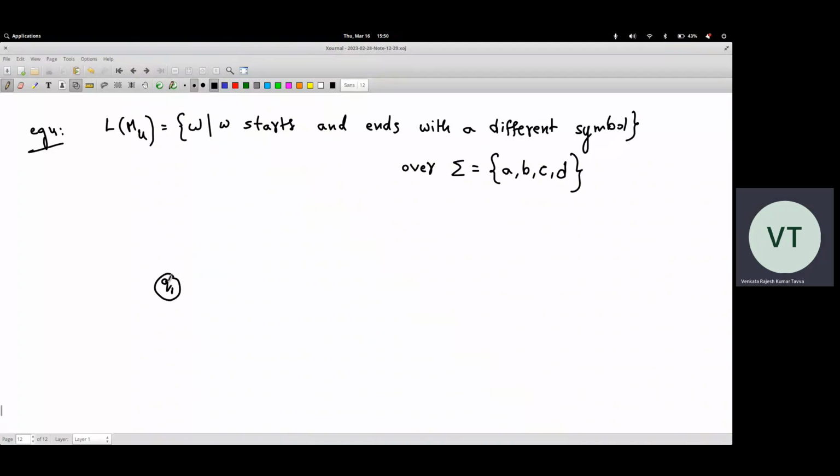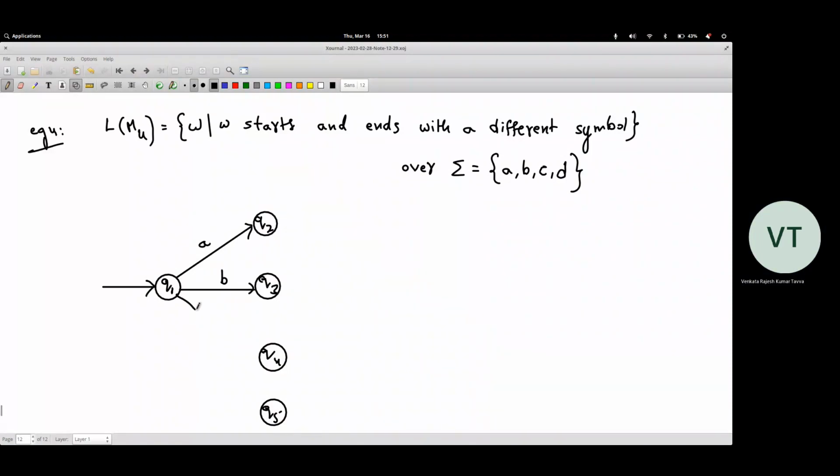Okay. Four different states. So I write them like this. And each of these states receive one of the A, B, C, and D. So this is the start state. On A, it goes to Q2. On B, it goes to Q3. On C, it goes to Q4. On D, it goes to Q5.